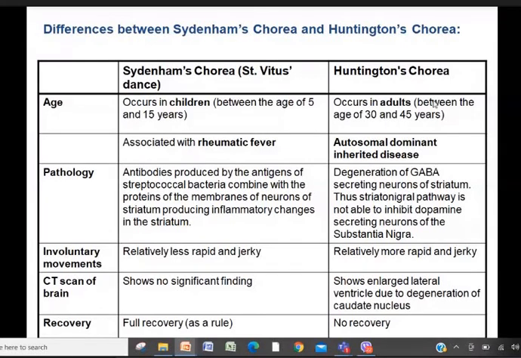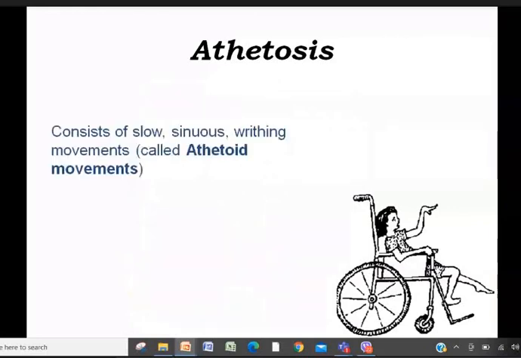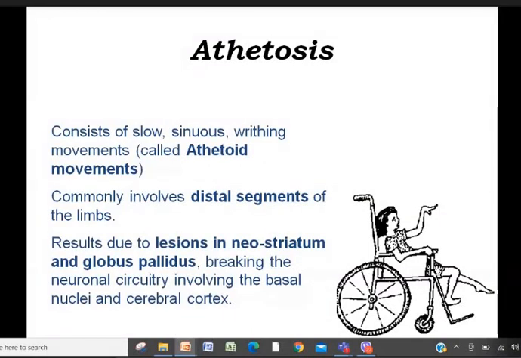The other occurs between 30 to 45 years. It is associated with rheumatic fever, whereas the other is an autosomal dominant inheritance disease. So one has relatively less rapid jerks and the other has more rapid jerks. So this is the difference. They may ask this more in clinical later on. So these are the differences.